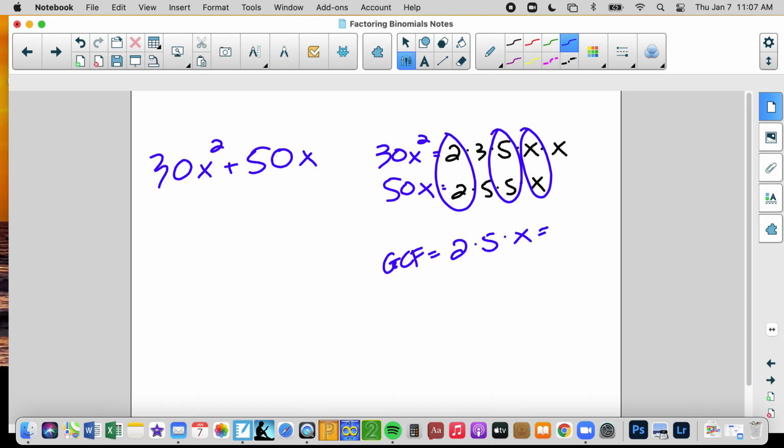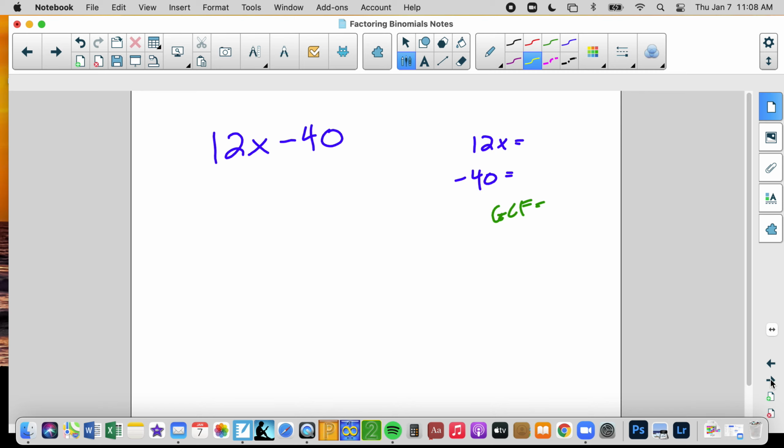So this time, my greatest common factor is going to be 10x. So I'll factor out that 10x. I'm left with 3x plus 5. And again, I got the 3x from here, and I got the 5 from there. So really nice, efficient.